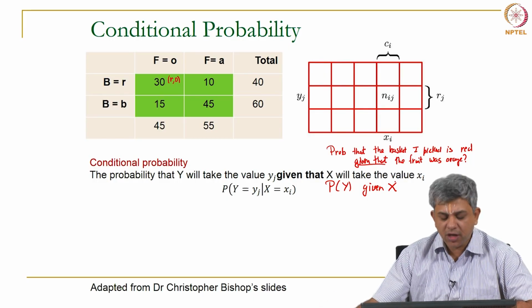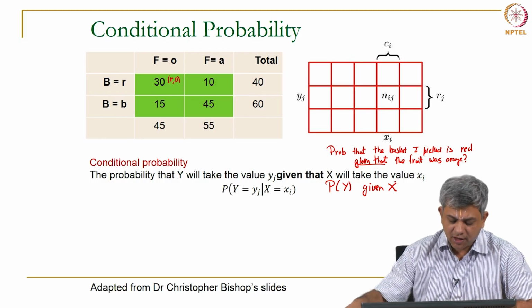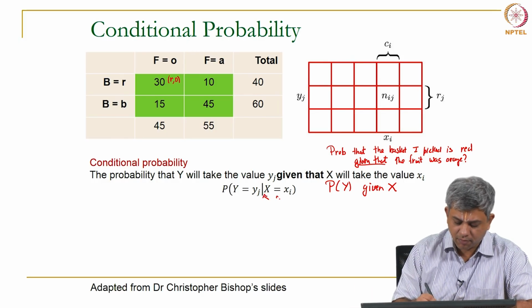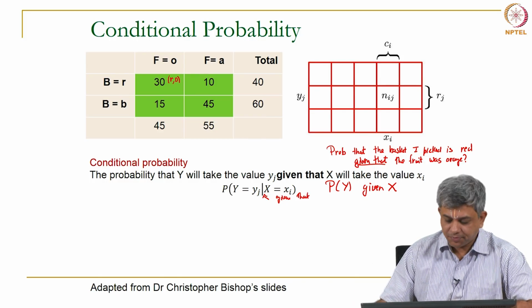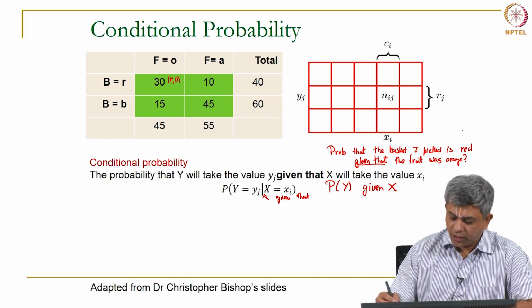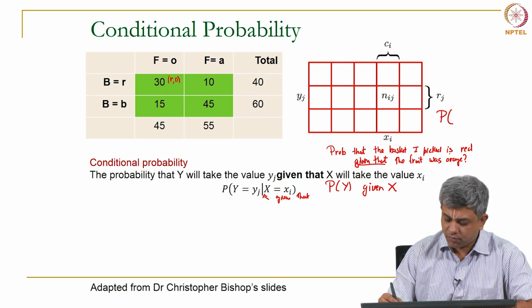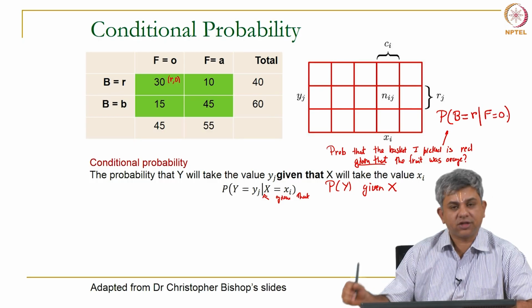Okay. So, P of y is equal to y given that x is equal to xi. Okay. So, in our case this would be written as probability that the basket is equal to red given that the fruit is orange.